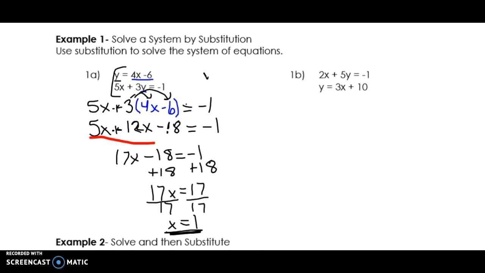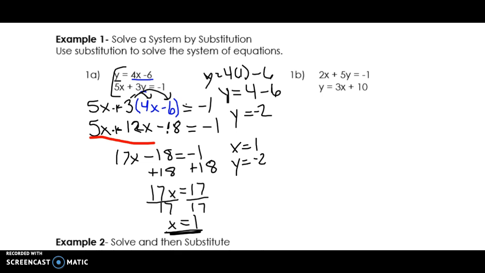So I have y equals 4 times 1 minus 6. I plugged in 1 for x. 4 times 1 is 4, so I have y equals 4 minus 6. 4 minus 6 is -2. So now I've solved for y. My answer here is x equals 1 and y equals -2.